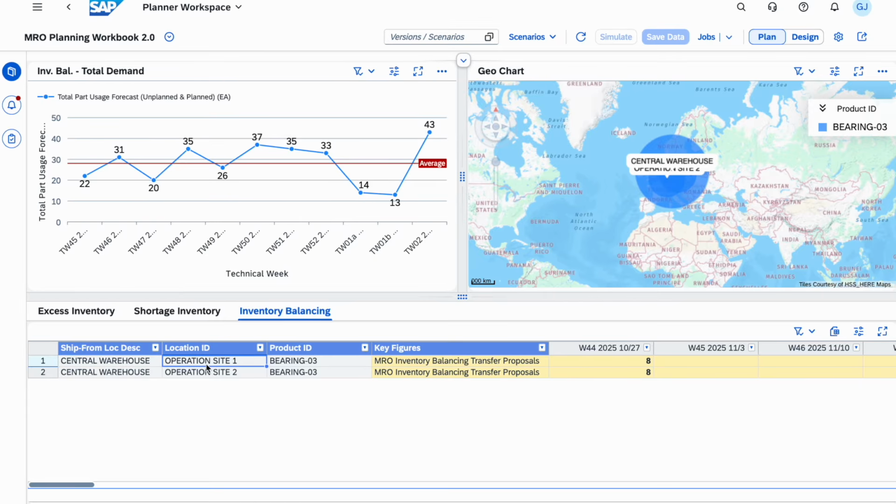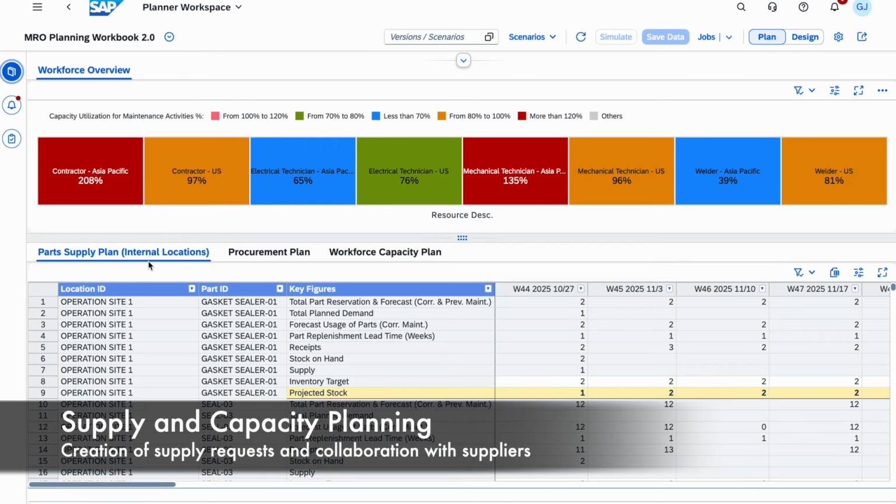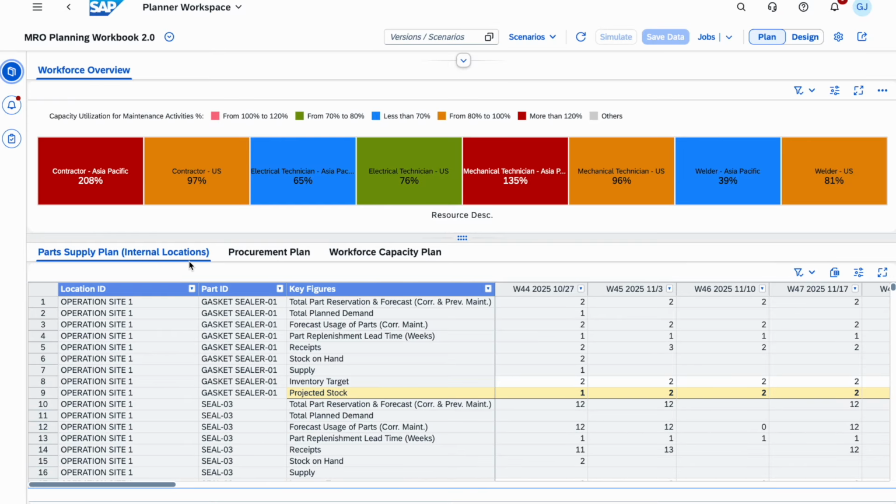Now demand must be aligned with the supply. IBP creates a supply plan covering procurement to ensure parts availability, capacity planning for labor. If alerts signal workforce shortages or delays, planners can promptly adjust schedules to keep maintenance plans realistic and achievable.